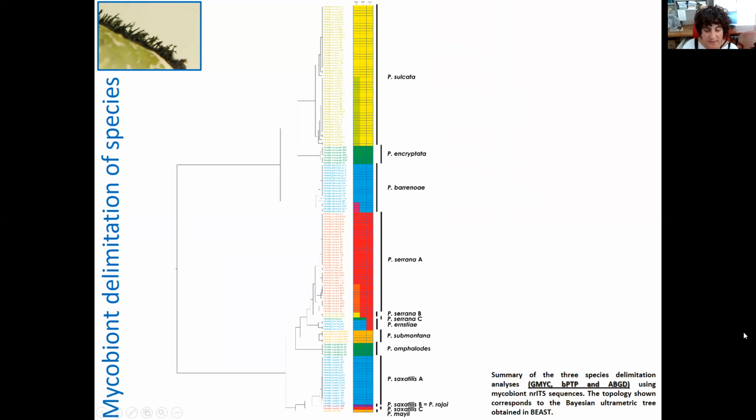According to this analysis, we estimated the delimitation of 13 species clusters: Parmelia sulcata, Parmelia encryptata, Parmelia barrenoae, Parmelia serrana A, B, C, Parmelia ernstiae, Parmelia submontana, Parmelia omphalodes, Parmelia saxatilis A, B (which is Parmelia rojoy), C, and mayi. 10 of these lineages could be placed in formally described species, whereas Parmelia serrana B, which includes samples from Sweden and Poland, Parmelia serrana C and Parmelia saxatilis C from Spain, are undescribed lineages in Parmelia and probably cryptic species.